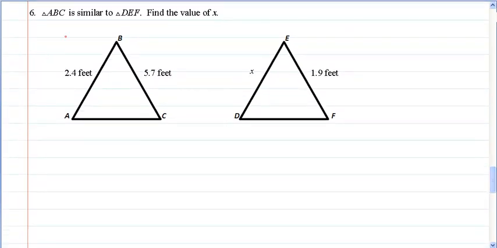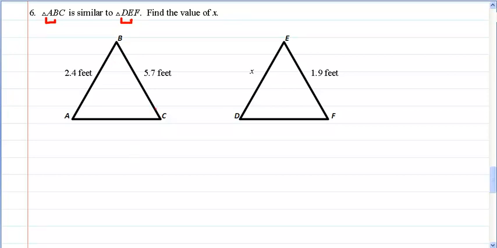For number 6, triangle ABC is similar to triangle DEF. Find the value of x. When two triangles are similar, it means that their sides are in proportion. So if I take triangle ABC, segment AB, 2.4, is in proportion to side DE because the two letters come first in each triangle, AB and DE.